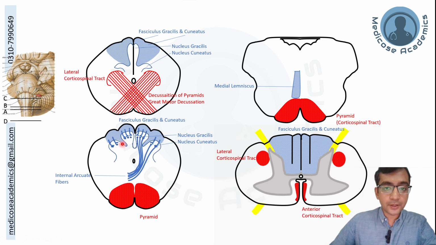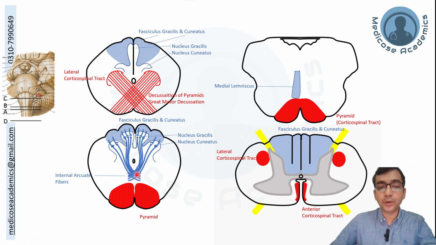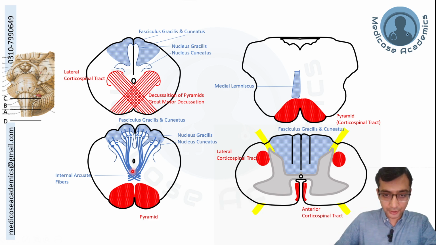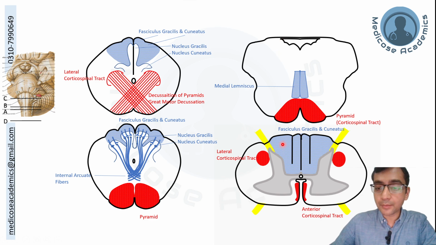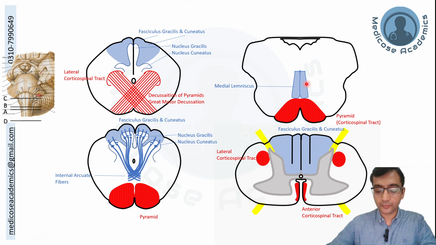The axons of these second order neurons, nucleus gracilis and cuneatus, cross the midline, and the crossing midline fibers are known as internal arcuate fibers, and these are crossing each other. This is also known as sensory decussation, the decussation of the DCML tract, and it will move up as medial lemniscus. Hence the name dorsal column medial lemniscus system.